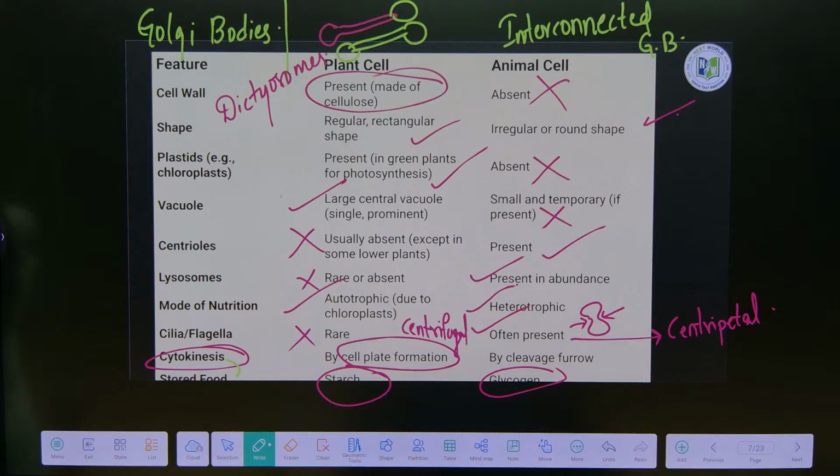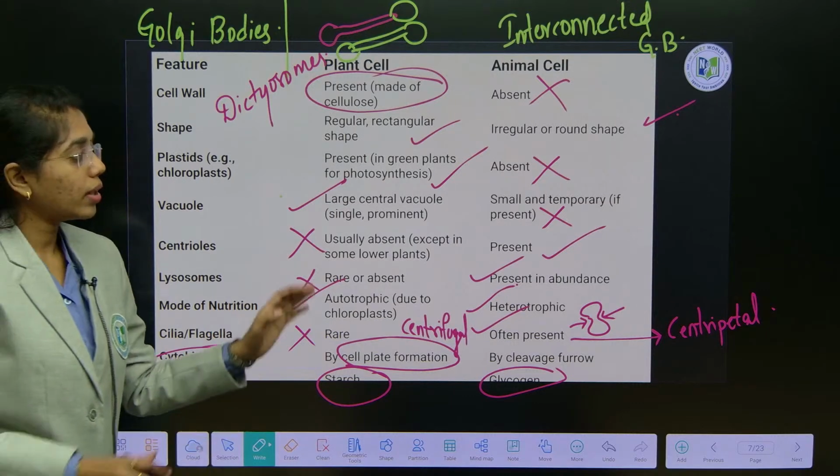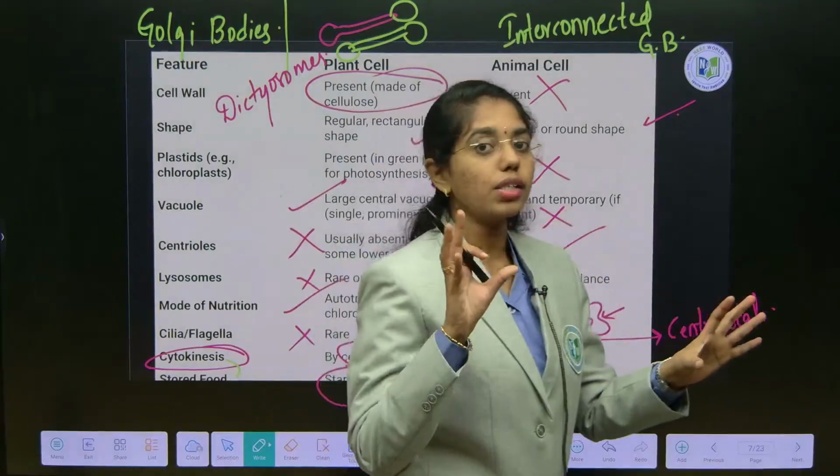Clear till here? Any doubt anywhere, ma? Yeah. So till here it is fine, right? Differences between a plant cell and animal cell.